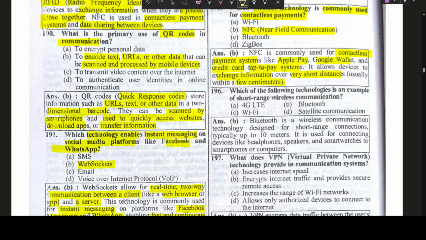Which of the following technologies is an example of short range wireless communication? Bluetooth is a wireless communication technology designed for short range communications, typically 10 meters. It is used for connecting devices like headphones, speakers, and smartwatches to smartphones or computers.